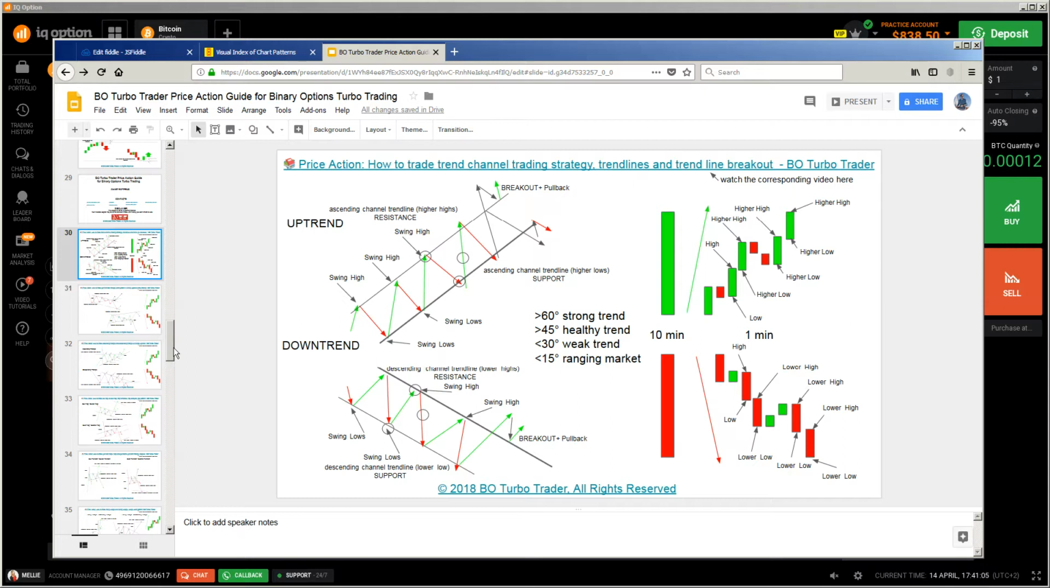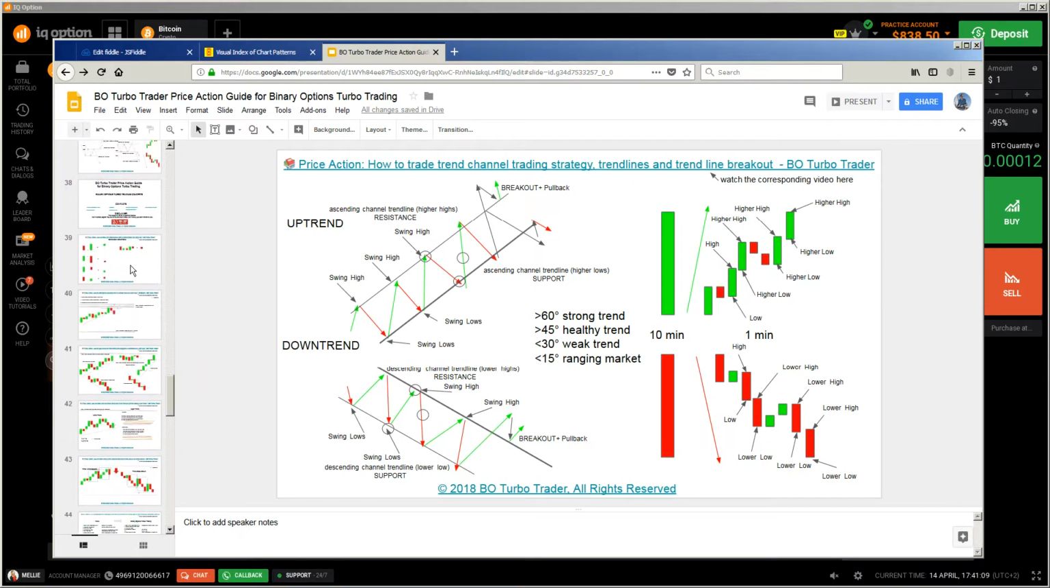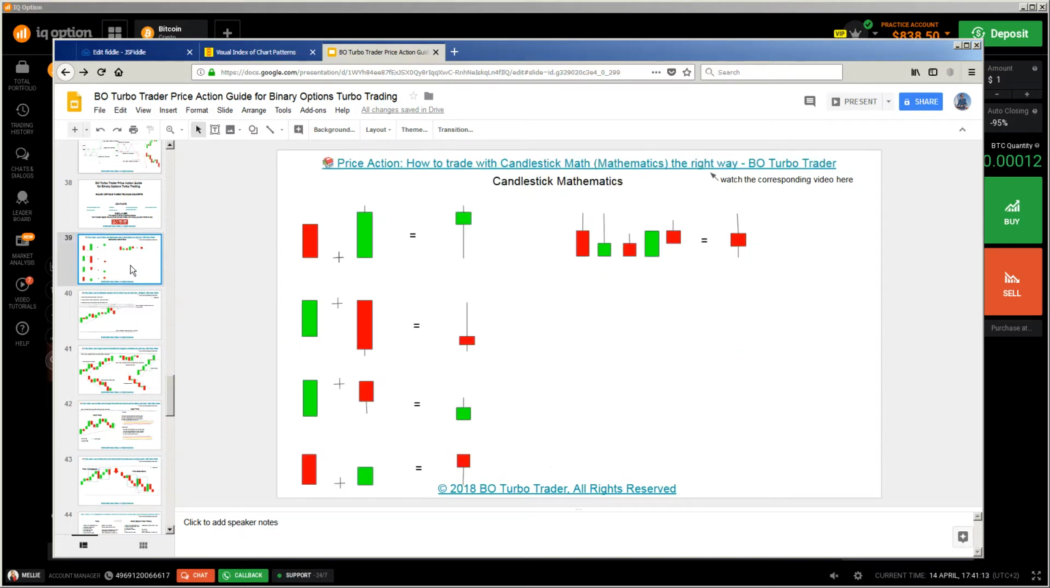Then get this video where I'm talking about candlestick math, where you will see that candlestick math is important because you have to calculate candlesticks. What is the sum of those candlesticks? This pin bar, yes. What is the sum of this 5 minute, 1 minute candles? A 5 minute candle spinning top, yes. And that is what this candlestick math is about.